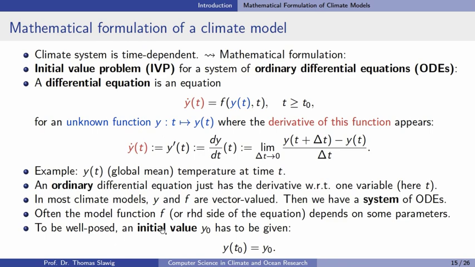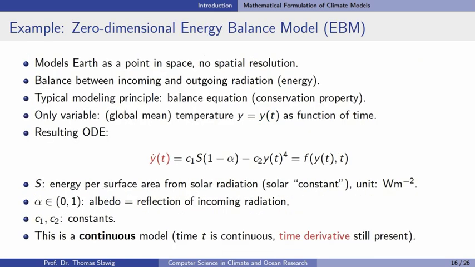But the initial value problem is the thing that we really solve, because we need an initial value to be given to solve this ODE. If we want to compute up from this time instance t0, we need some value at which we start. You cannot compute a climate simulation from now to 100 years in the future if you don't know the state of the climate system now, at least approximately. And the differential equation together with the initial value is called an initial value problem. This is the basic mathematical formulation of a climate model.